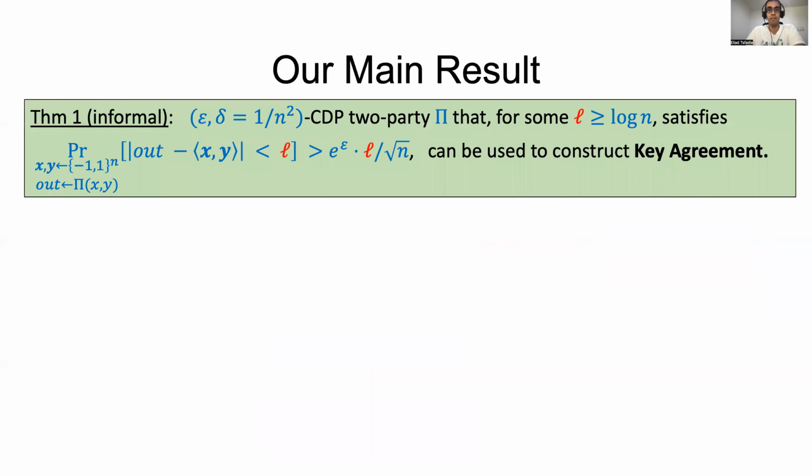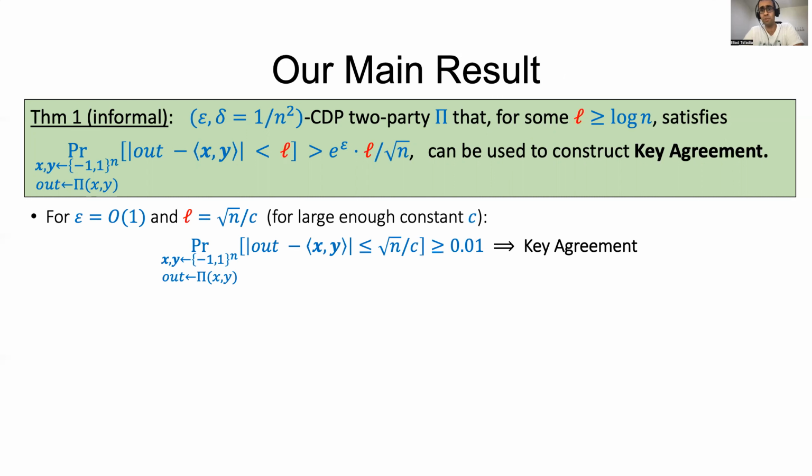We now formally state our main result. Theorem 1: any epsilon-delta CDP two-party protocol pi that for some additive error L satisfies that the confidence of this additive error on a uniformly random X and Y is sufficiently larger than L over square root of N. There is a hidden constant here, say a million. So any such protocol can be used to construct key agreement.